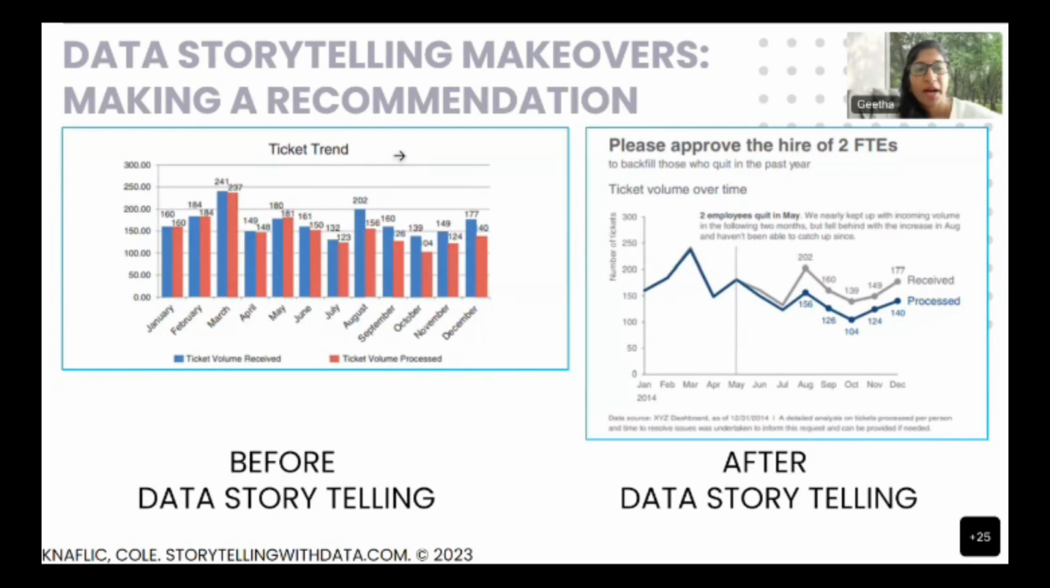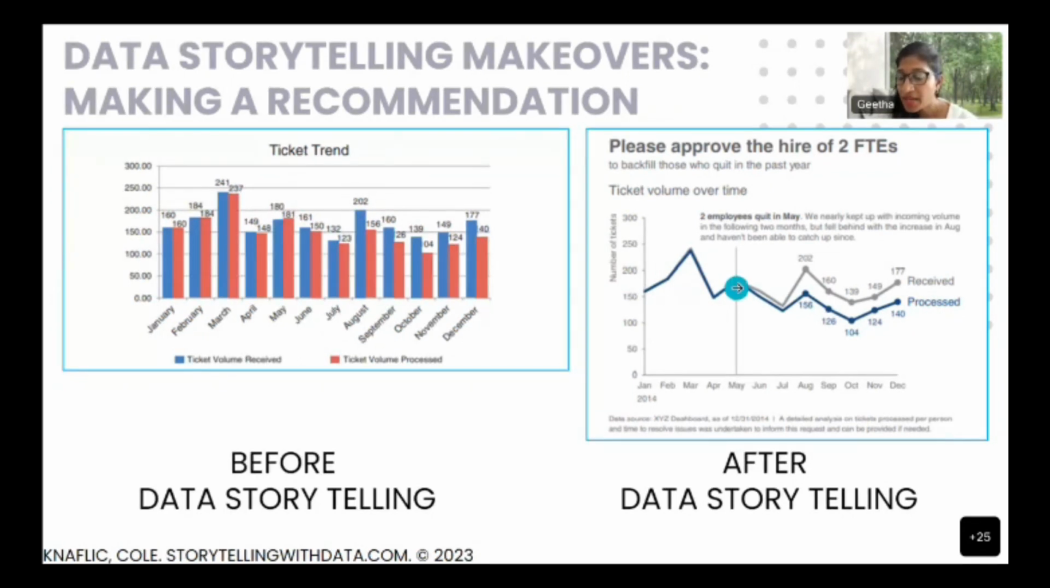right? Where this chart shows very clearly that between the month of January to May, all tickets received were processed. Very clearly it can be seen here, but I couldn't see that there, right? But after May, you can see the gap between the received and the processed tickets, right? Where they receive high volumes of support tickets that need to be closed, but they are unable to process them. So the gap has formed here.